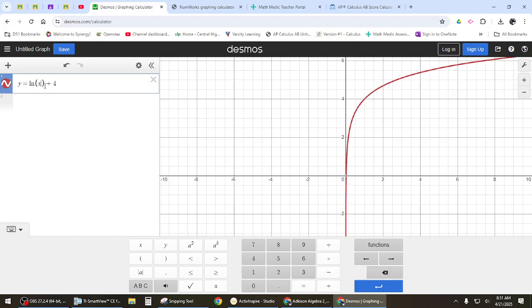Let me tell you and you tell me what to do. I want this to have a vertical asymptote of 2.5. Tell me what to type in here. Minus 2.5. Do you see how it shifted to the right now? And now that thing dives and avoids anything left of 2.5.